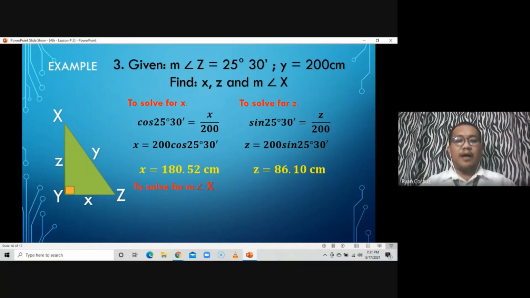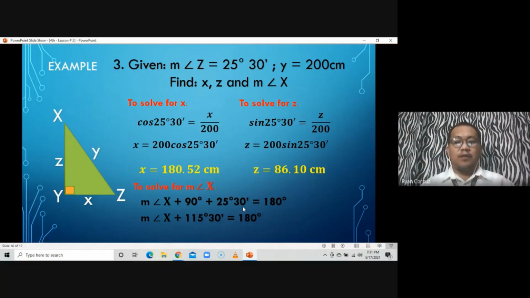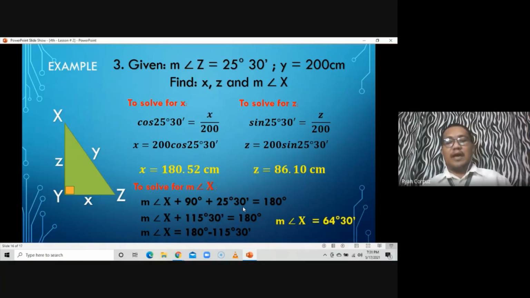So for the measure of angle X, so measure ng angle X plus 90 degrees plus 25 degrees and 30 minutes is equal to 180 degrees. Then add the two, we come up with 115 degrees and 30 minutes. Move 115 degrees and 30 minutes to the right side. So magiging 180 degrees minus 115 degrees and 30 minutes. So therefore, the measure of angle X is equal to 64 degrees and 30 minutes. So that's how we answer example number 3.